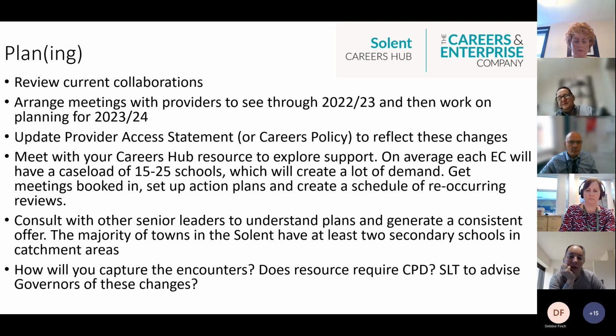On average, each enterprise coordinator will have a caseload of 15 to 25 schools, which will create a lot of demand. With this coming and there being less than 10 working days, should we say, before the break, there will be a sudden rush, and our team has been set up for this, of people saying, right, when can we meet? When can we run through that? So what I'm basically saying there is to get in there quickly. If you don't have those meetings set up, then look to get them done. Get action plans set up and create a schedule of recurring reviews. Again, those enterprise coordinators are there to work with your schools on that.